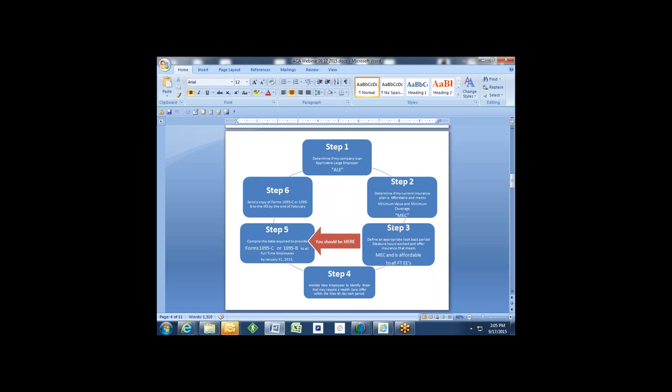The next thing you'll need to do is make sure that you have insurance. You need to get with your insurance company or get insurance, if you don't already have one, that's affordable and meets the minimum value and the minimum coverage to offer to employees. Basically, what that means is in this law change, they have identified certain requirements that have to be met in order to be considered affordable and provide minimum coverage. So you have to make sure that that insurance does that for you.